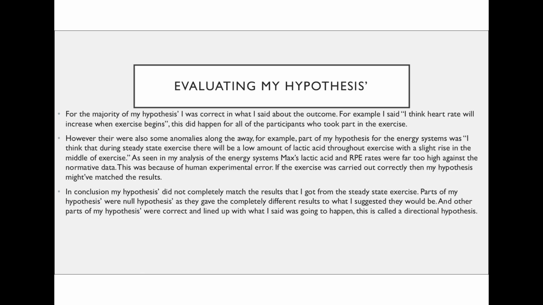As seen in my analysis of the energy systems, Max's lactic acid and RPE rates were far too high against the normative data. This was because of human experimental error. If the exercise was carried out correctly, then my hypothesis might have matched the results. In conclusion, my hypotheses did not completely match the results that I got from the steady state exercise. Parts of my hypotheses were null hypotheses as they gave completely different answers to what I suggested they would be, and the other parts of my hypothesis were correct and lined up with what was going to happen. This is called a directional hypothesis.